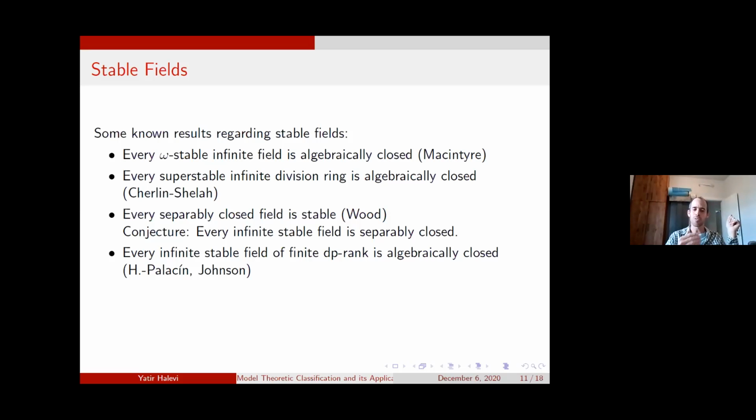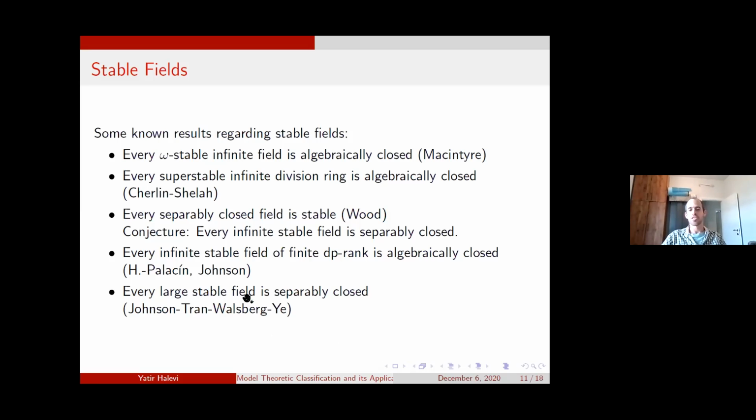And recently, Johnson gave another proof of this result as a part of a much larger theorem. And much more recently, Johnson, Tran, Walsberg, and Ye have shown that every large stable field is separably closed. What do I mean by large? Large is an assumption on fields from field arithmetic. It was defined by Florian Pop. It means that every time you have a curve with a smooth point over the field, it must have infinitely many points as well.